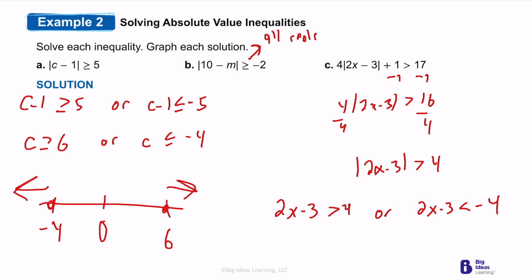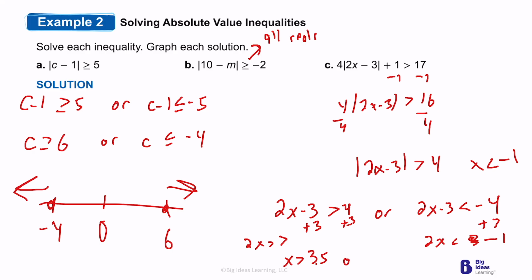So move this over. So I'm going to add 3 to both sides. I get 2x is greater than 7. So x is greater than 3.5. Add 3. 2x is less than 3. Sorry, -1. That's 3, not 7. I have horrible handwriting. So -1. So x is less than -1. So it's x greater than 3.5, or x is less than -1.